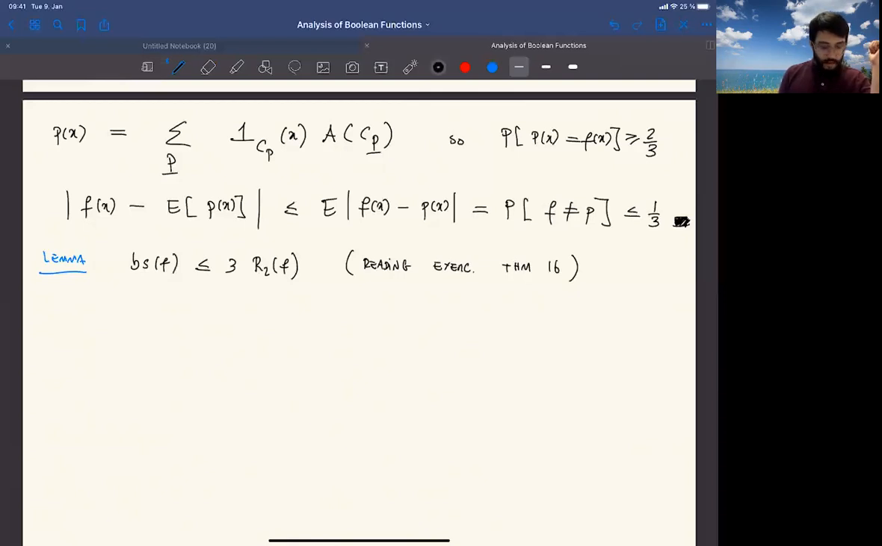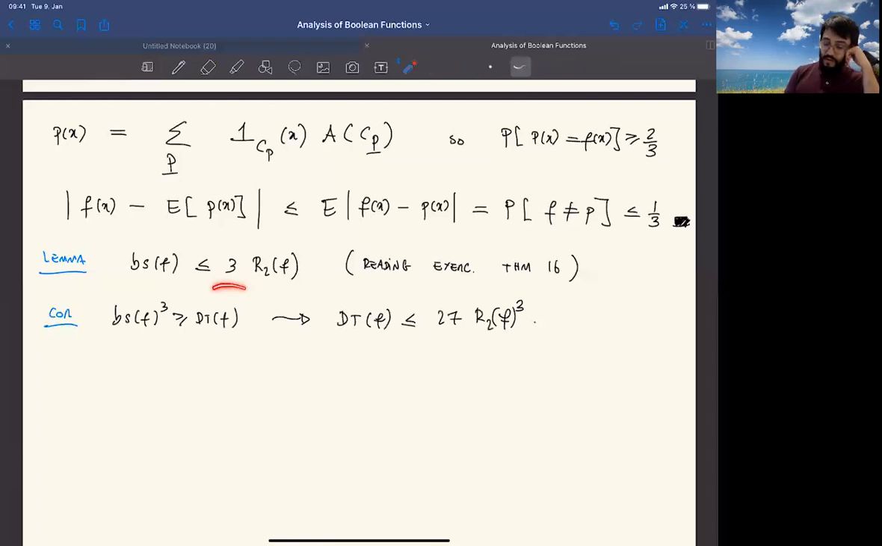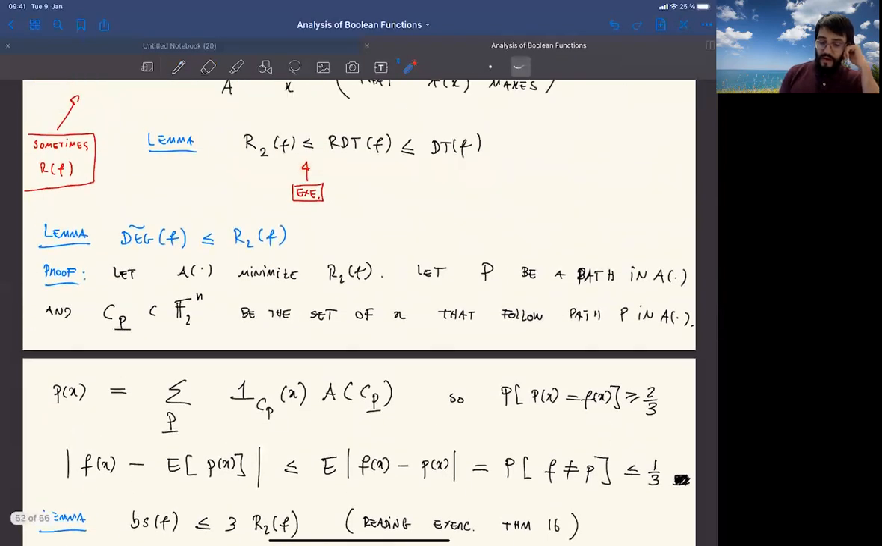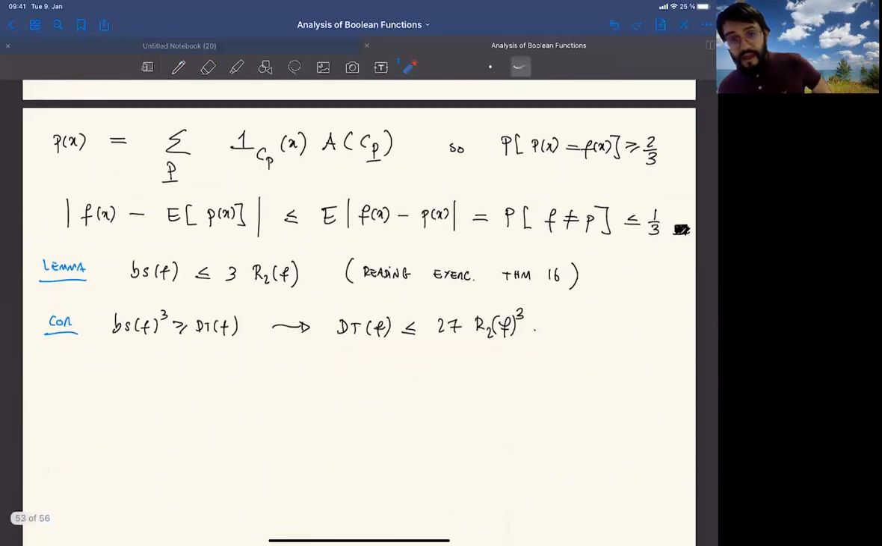Okay. So as a corollary of this, we do know that block sensitivity of F cubed is greater than or equal to the decision tree complexity of F. That we proved in the previous class. Therefore, the decision tree complexity of F is also bounded by the randomized one of F cubed. And this is important because this is sort of a randomized version of that, and we already know this. This shows that they are polynomially related again. Okay.